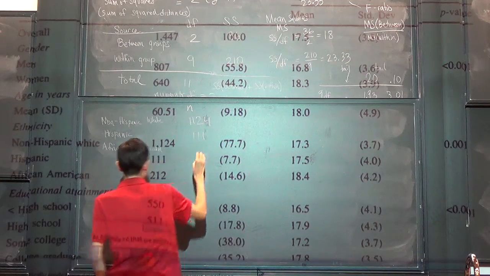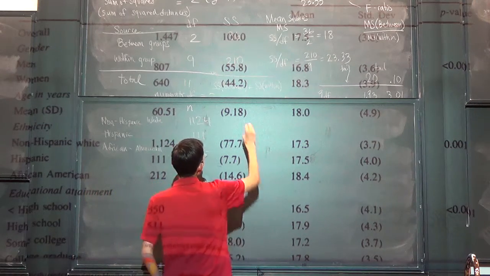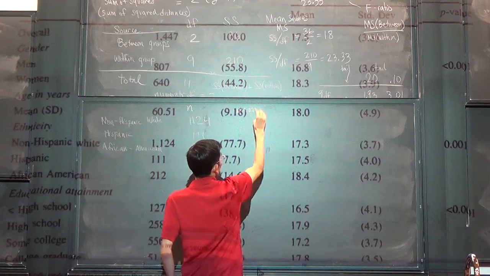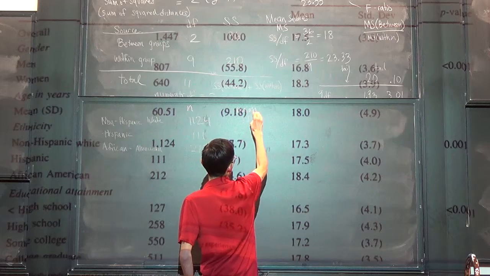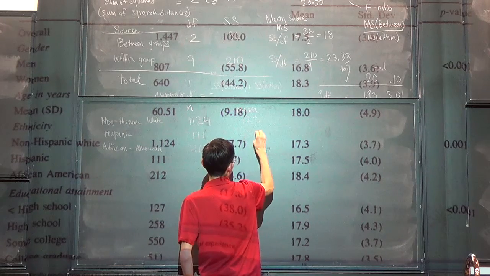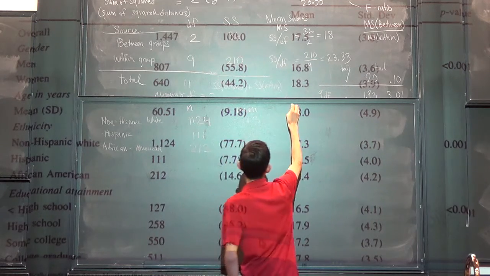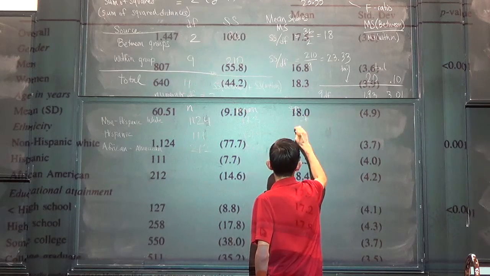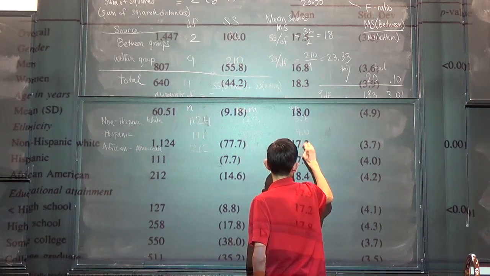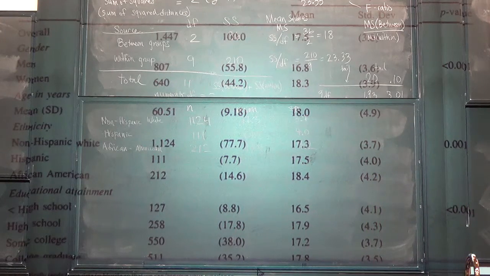The sample sizes are 1124, 111, and 212, and the means are 17.3, 17.5, and 18.4, and the standard deviations are 3.7, 4.0, and 4.2. Oh, that was the other part that made finding an article hard.